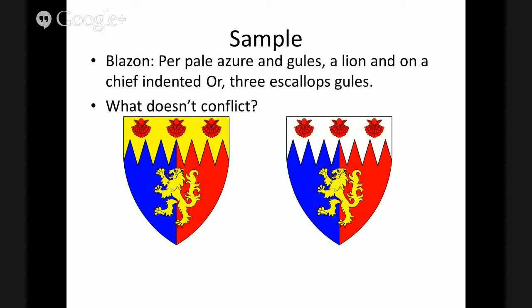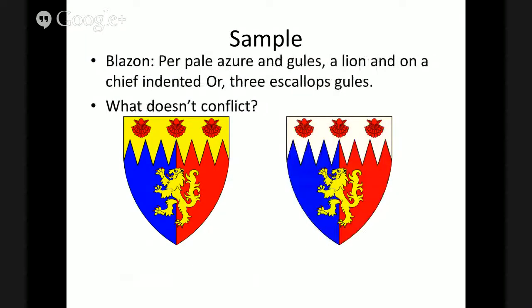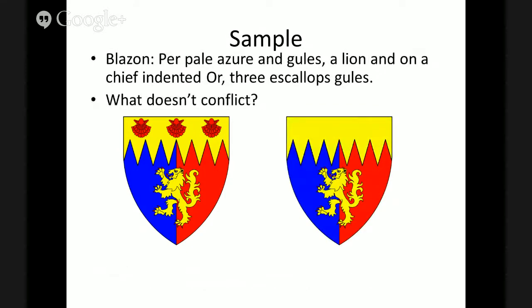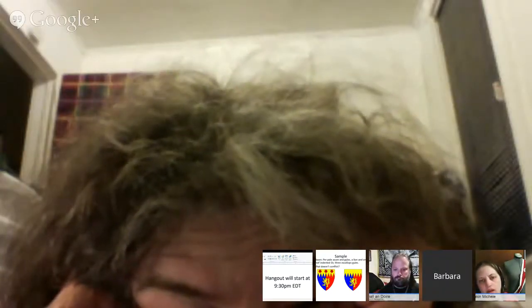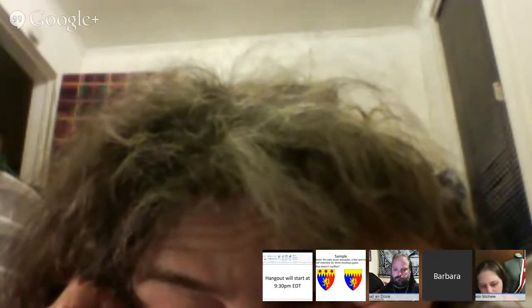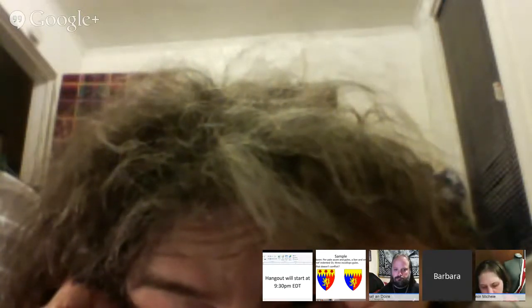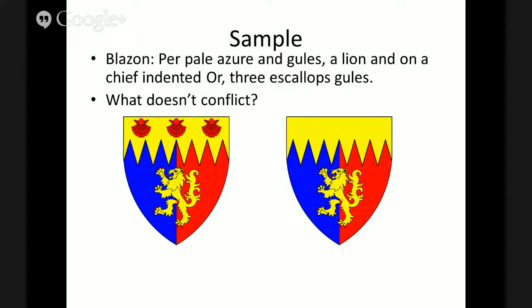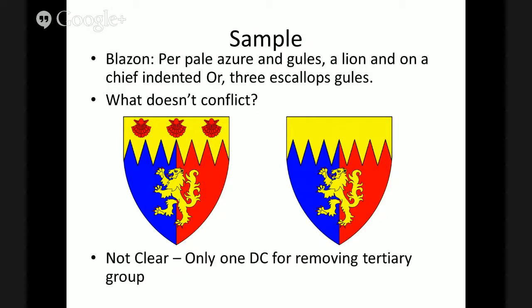How about these two? Are they clear here? No, because it's only one color change. We've changed the tincture of a secondary charge. One DC, not clear. How about now? You've removed the tertiary. That's just one. Well, that's just one too. Also. Yeah, you're absolutely right. That's just one. Just one DC for removing a tertiary charge group or any other charge group other than primary.